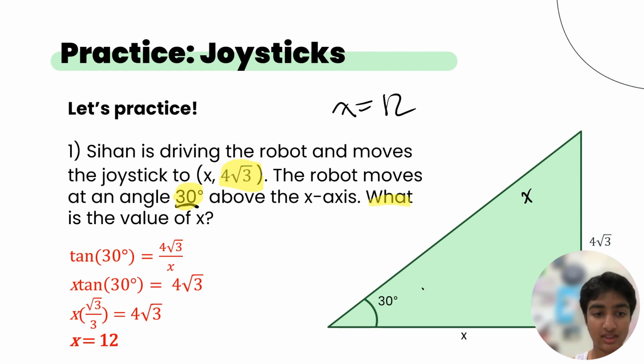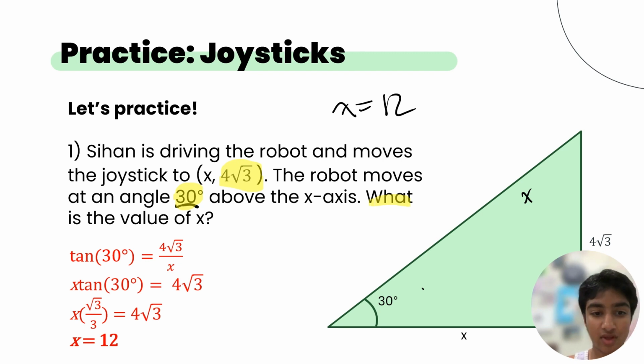So basically what I did was I used the ratio that I knew. I knew that tangent 30 degrees, no matter what, equals root 3 over 3. And then you can just simplify from there. So tangent 30 degrees equals, and you know that tangent 30 degrees also equals 4 root 3 over x. That has your variable in it, and that's what you equate to.